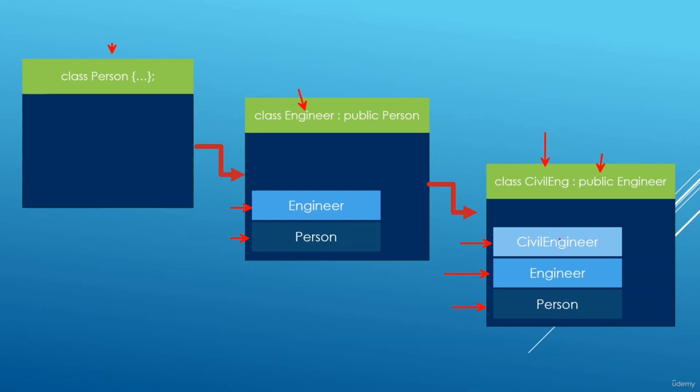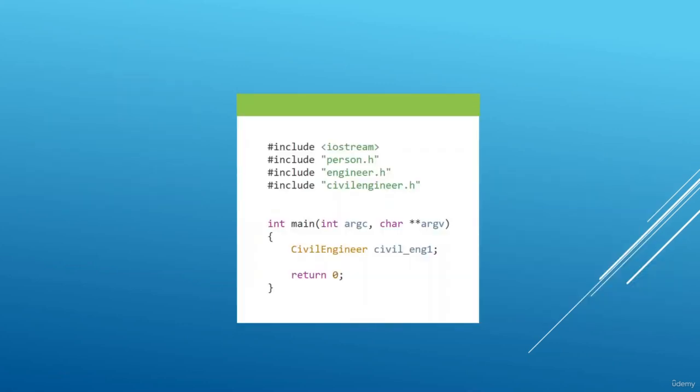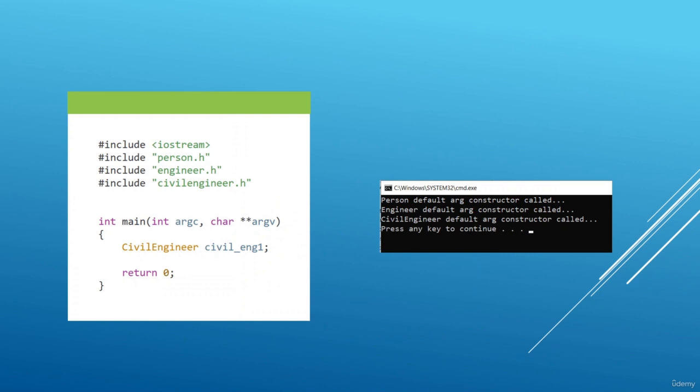By default, we are going to be using default constructors. If we don't specify a way for the base constructor to be called, C++ is going to call the default constructor to build your base objects. So if we set up something like this and try to run our program, we're going to get output like this. We're going to see that the person default constructor is going to be called first. And notice that we are building a civil engineer object. So the default constructor for the most base class is going to be called.